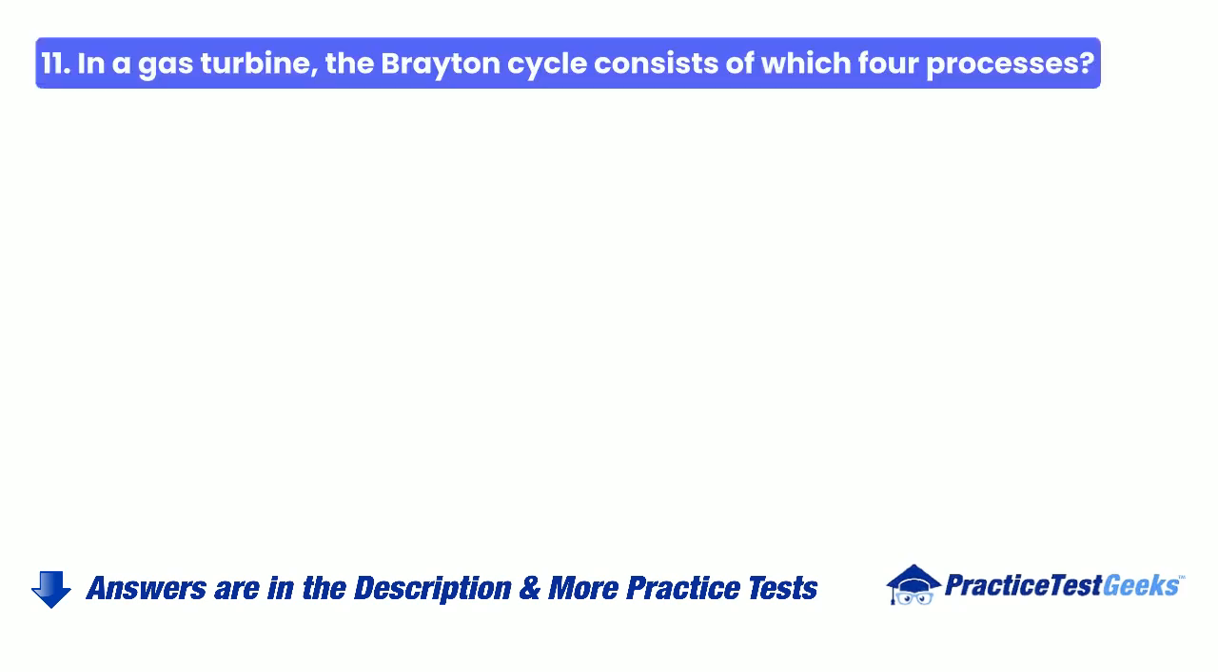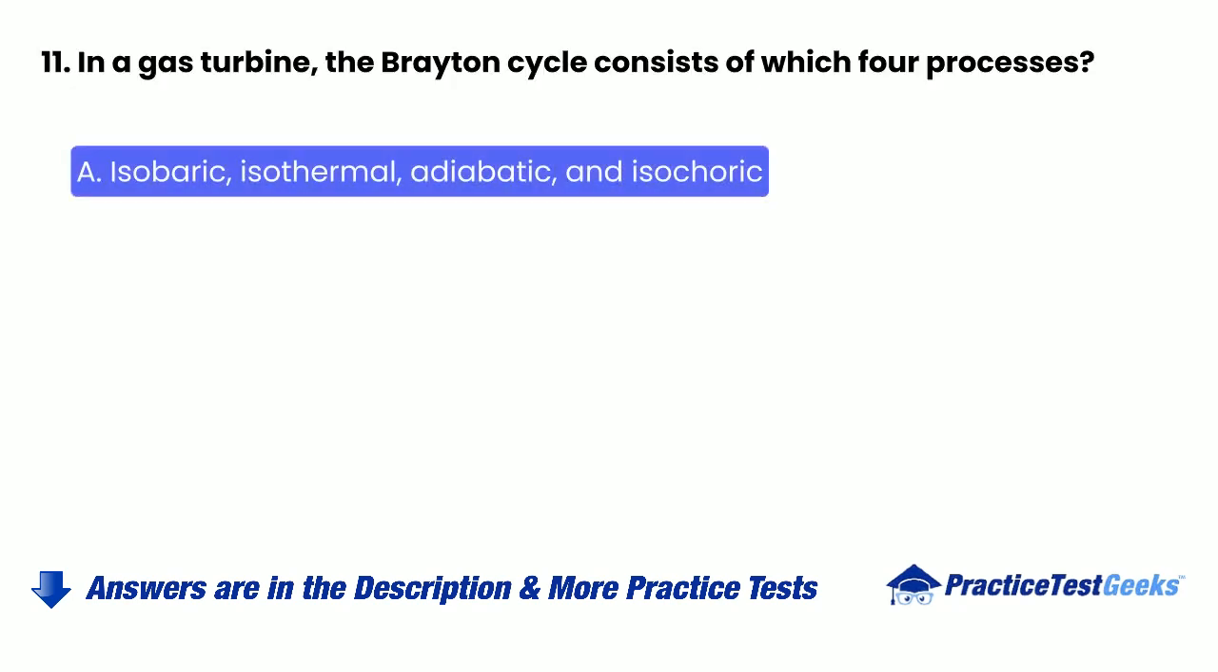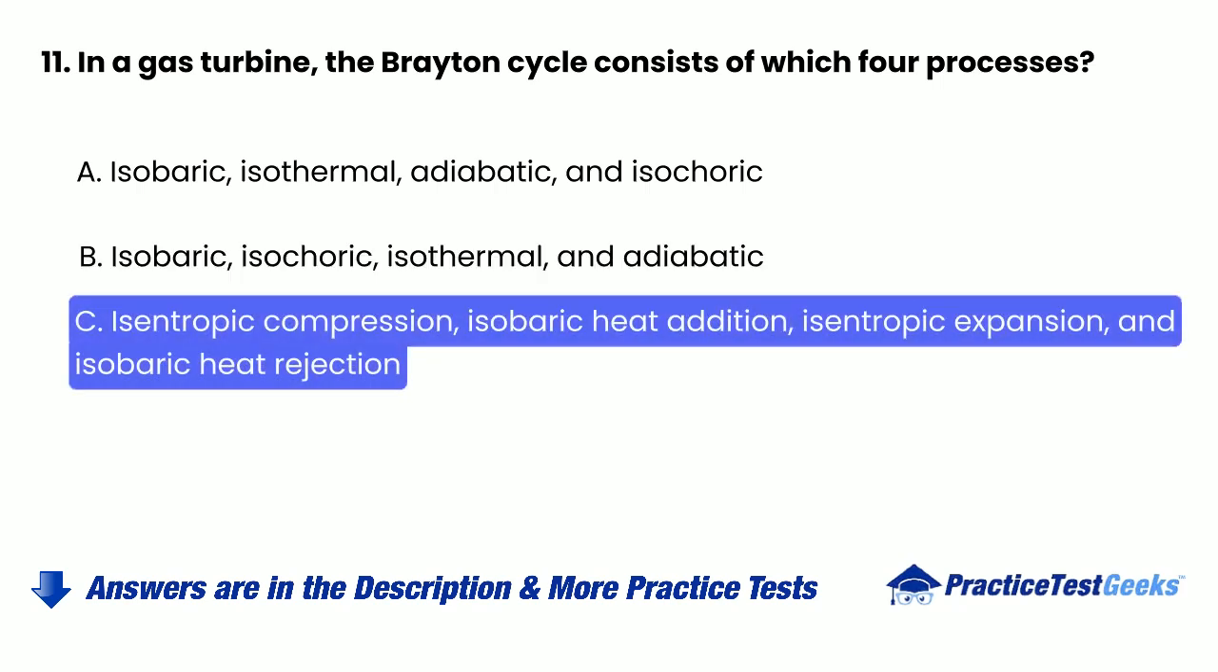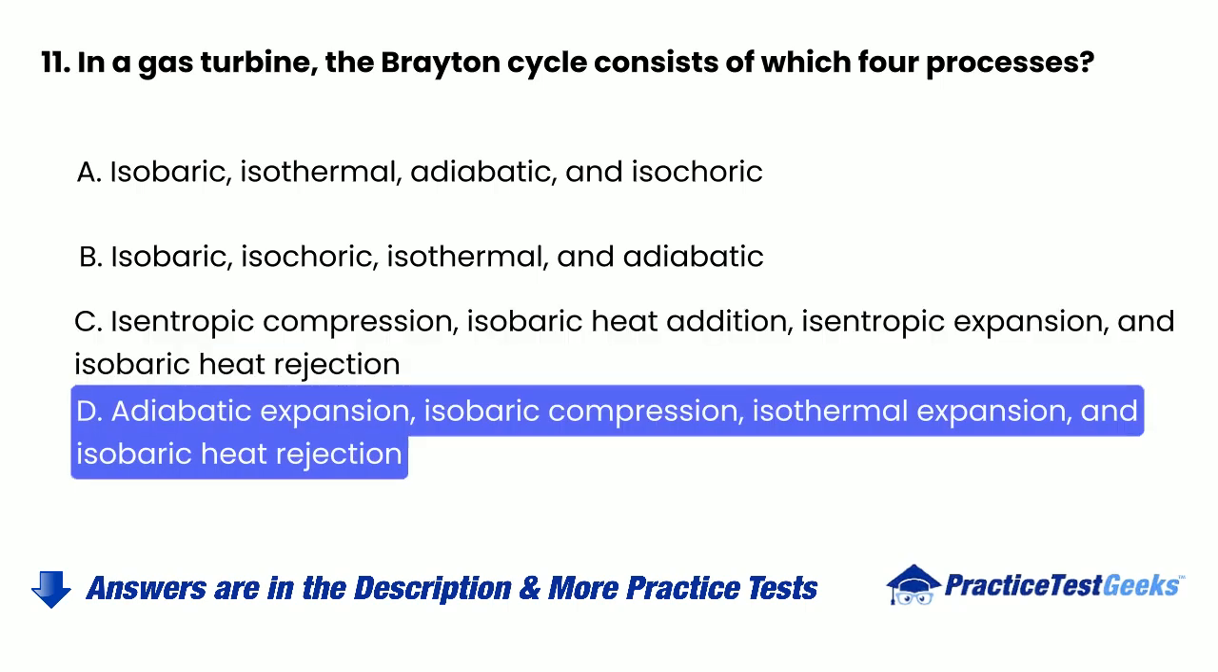11. In a gas turbine, the Brayton cycle consists of which four processes? A. Isobaric, isothermal, adiabatic, and isochoric. B. Isobaric, isochoric, isothermal, and adiabatic. C. Isentropic compression, isobaric heat addition, isentropic expansion, and isobaric heat rejection. D. Adiabatic expansion, isobaric compression, isothermal expansion, and isobaric heat rejection.